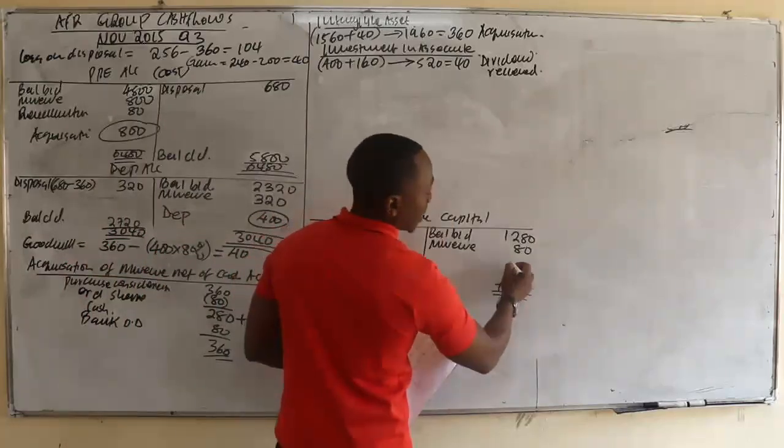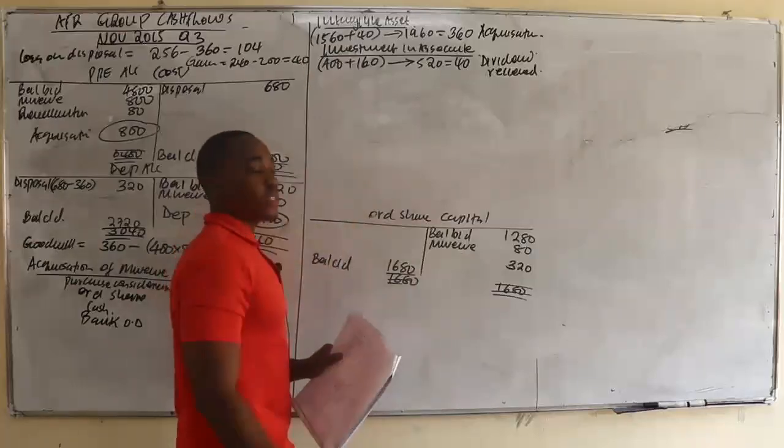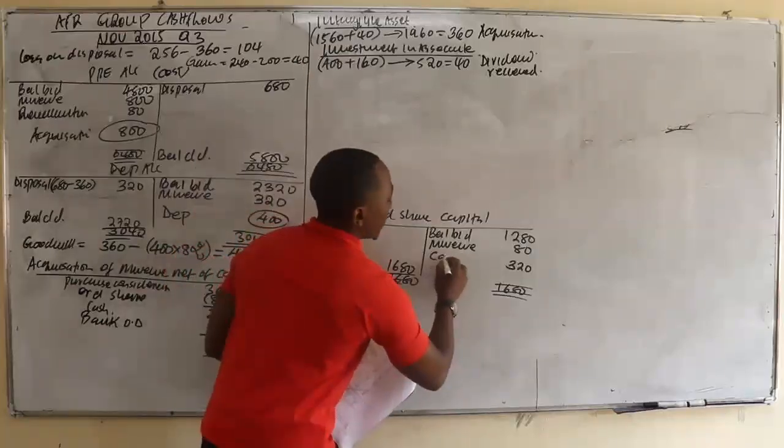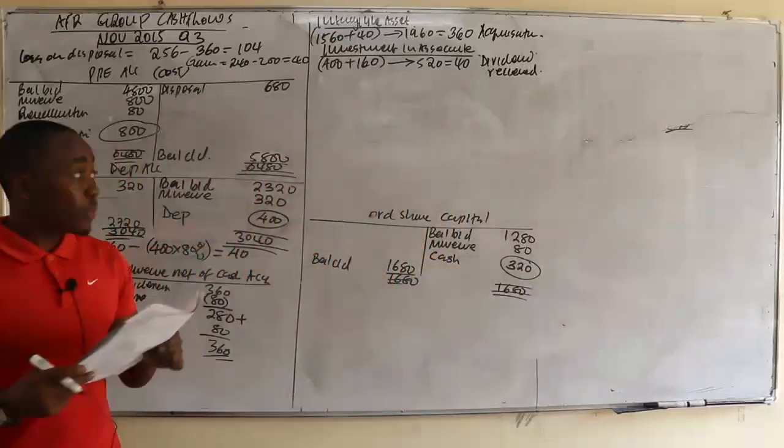You get 320. What is that? What can make your ordinary share to increase? Issue of shares in cash. Then we have share premium.